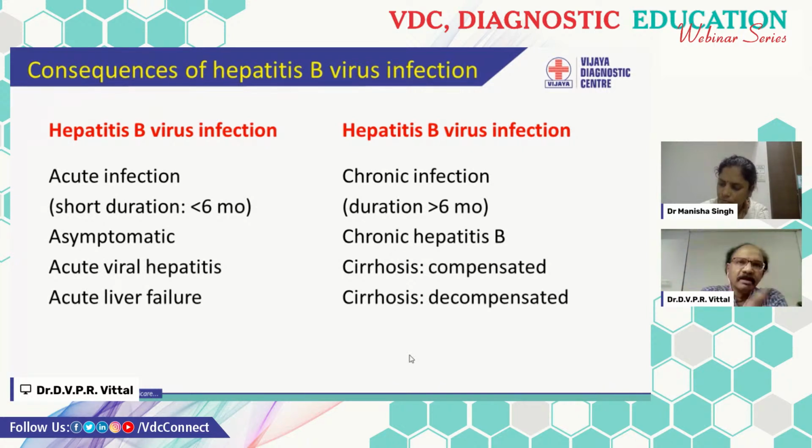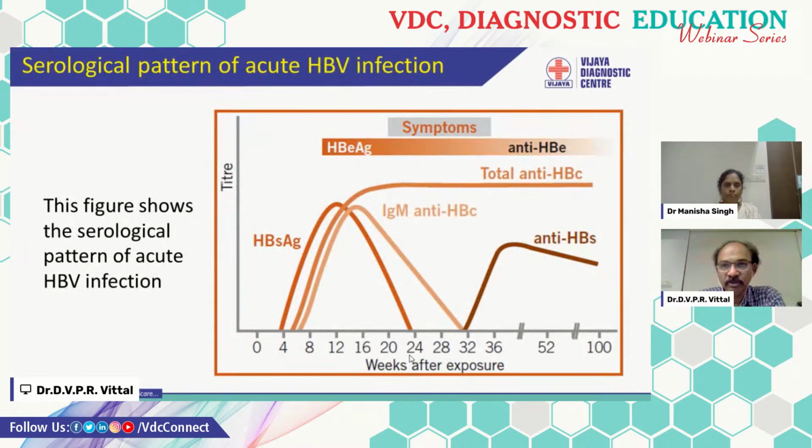Now, these are the implications of the hepatitis B viral infection. In case of acute infection, the hepatitis B surface antigen is present for up to 6 months. The patient may be asymptomatic or may have acute viral hepatitis, and in a few cases, it may be fulminant hepatitis with acute liver failure. And in case of chronic infection, which is more than 6 months, with chronic hepatitis B, a compensated cirrhosis or a decompensated cirrhosis may be seen, and after say 10 to 15 years, the patient may develop hepatocellular carcinoma.